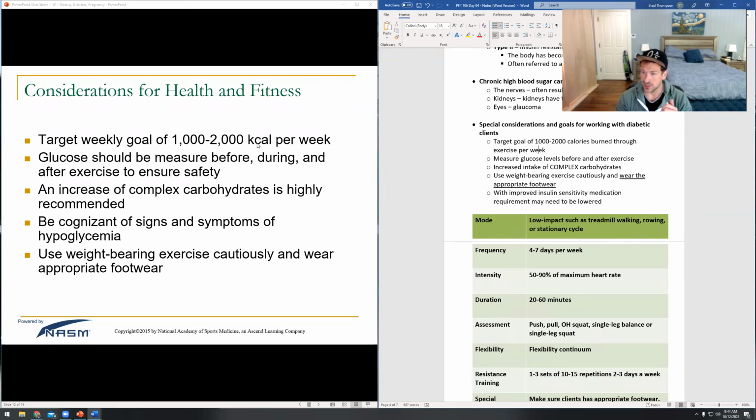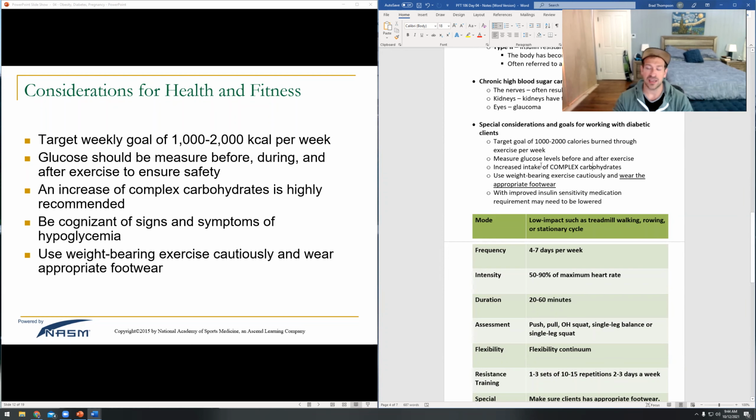Also, measure your glucose levels before and after exercise, and encourage your clients to say, hey, make sure your blood sugar levels are within normal ranges before you show up. One hour before you come to your session, I want you to do that finger prick, make sure you're in a healthy place. I don't want you passing out on me while we're exercising.